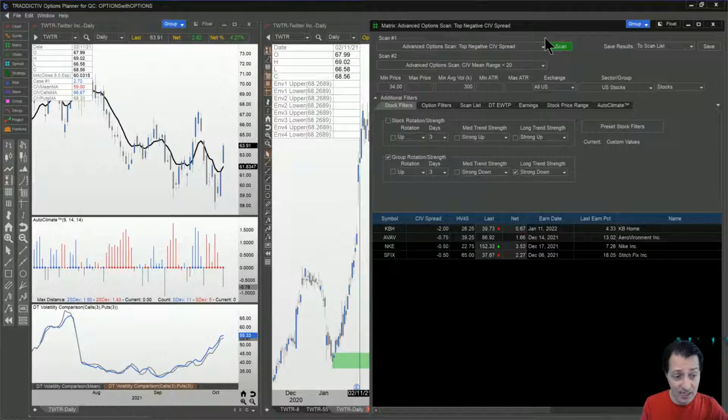So I would like to find a long trade that belongs to a strong sector. So if the S&P was not to move too much, at least this trade would have the potential to move a bit more aggressively to the upside.